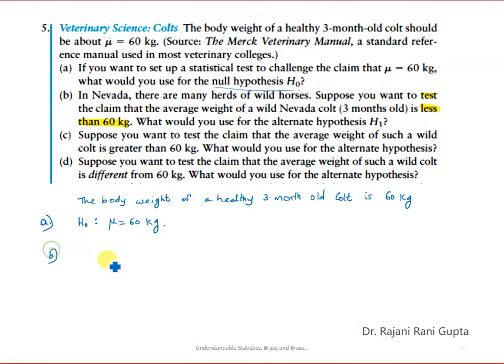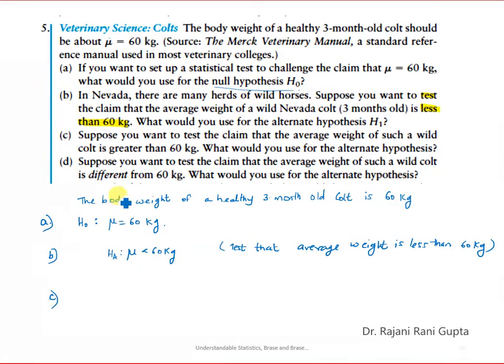So in part B, as we are saying, what you want to test is that the average weight is less than 60 kg. So mu less than 60 kg, because you want to test that the average weight is less than 60 kg. So this gives you mu less than 60.